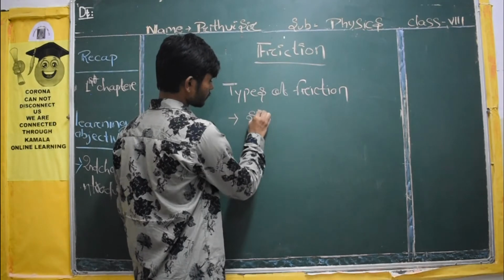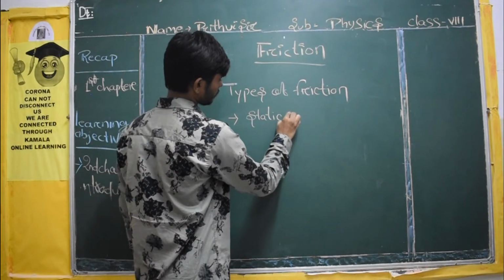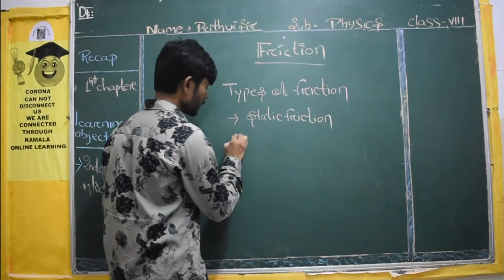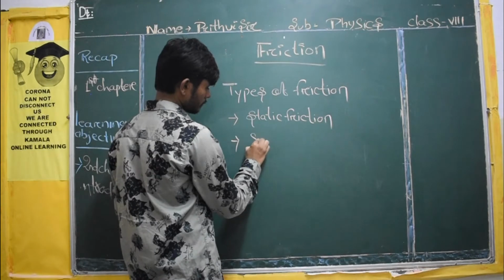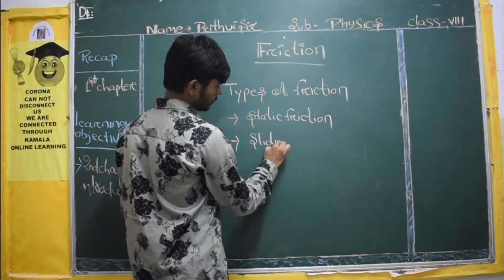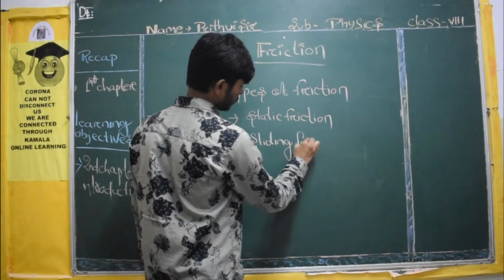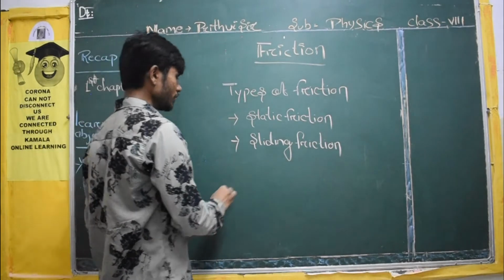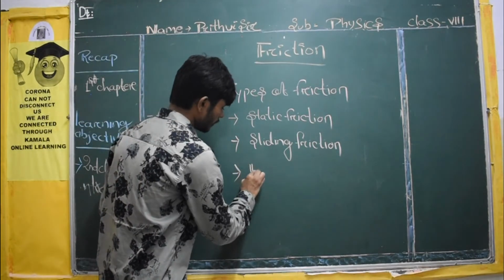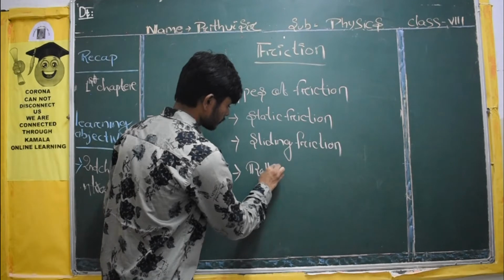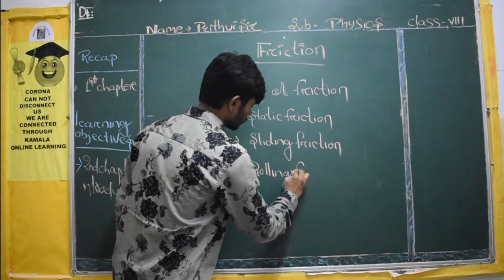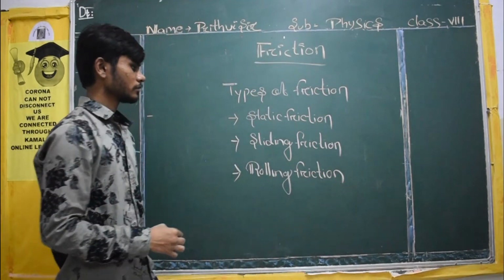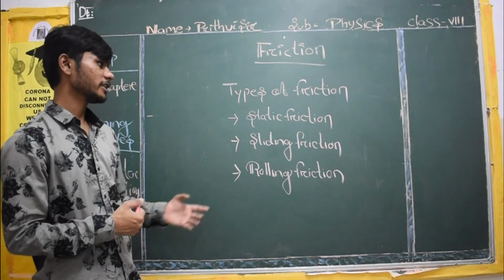First one is what? Static friction. Second one is the sliding friction. Third one is the rolling friction. There are three kinds of frictions.